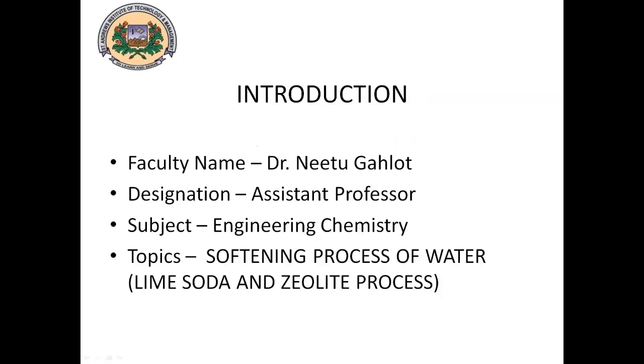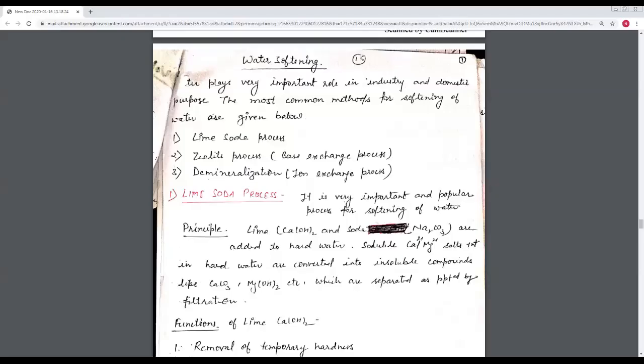And in the water softening process, there are three methods. First one is the lime soda process, second is the zeolite process, and the third is the demineralization process. But in this lecture today, we will discuss the lime soda process and the zeolite process. So first of all, I start my topic from the lime soda method or the softening process of water.